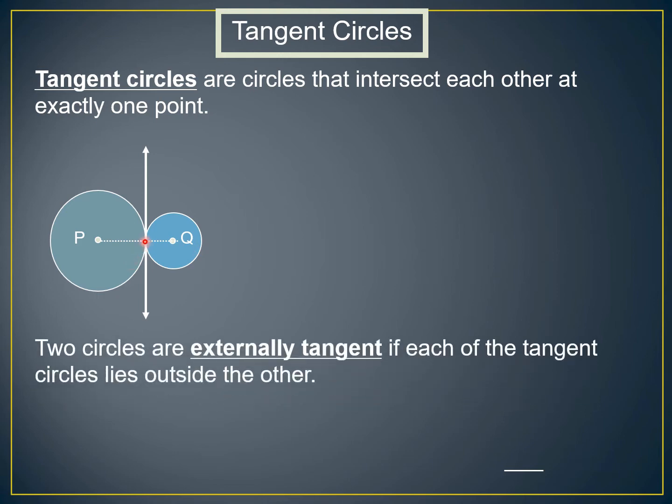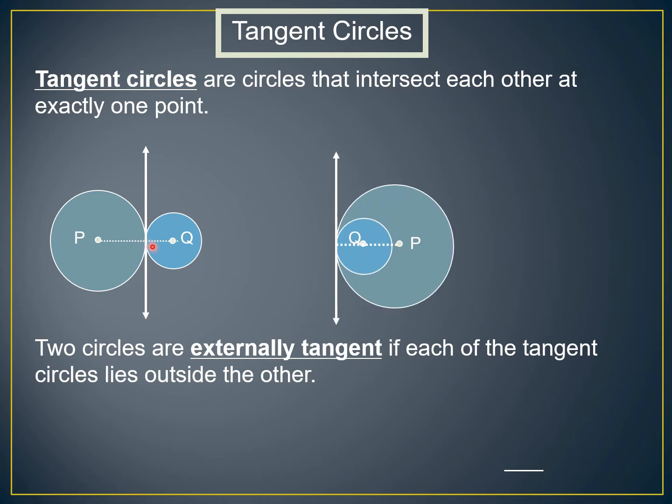So, this one is what we call externally tangent. Externally tangent if each of the tangent circles lies outside the other. So, dahil sa labas lang sila nagdikit, it means they are externally tangent to each other.